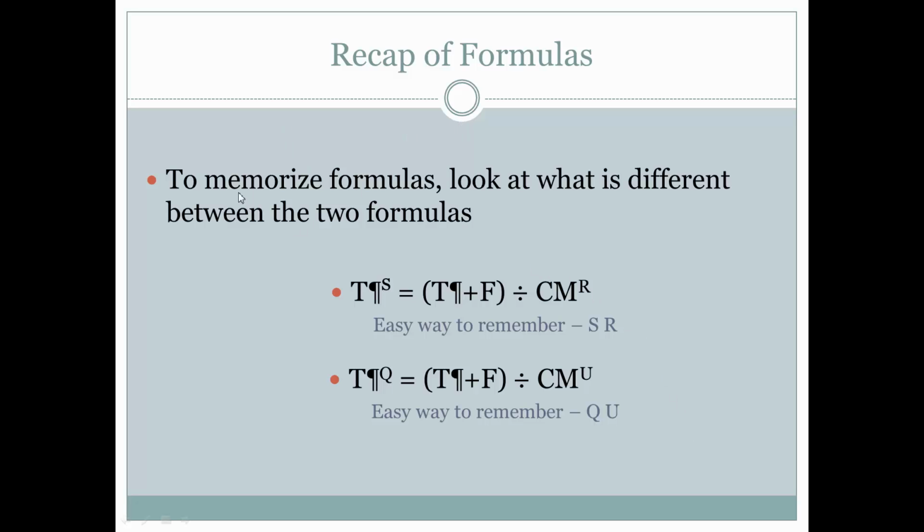So let's look at a recap of the formulas and how to memorize these. Look at what is different between the two formulas. In this instance, we have target profit sales, and in this instance, we have target profit quantities. So to help remember this, we would remember it as S and Q. And in this instance, we have target profit plus fixed expenses divided by the contribution margin ratio. So this would be SR to help us remember it. This one is target profit quantities equal to target profit plus fixed expenses divided by the contribution margin per unit, the difference between the two formulas being the Q and the U. So an easy way to remember it would be QU for quantities, SR for sales.